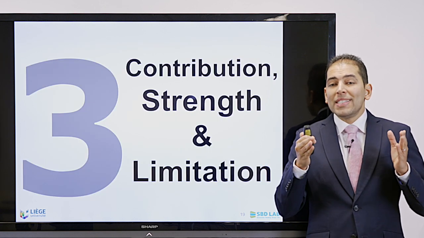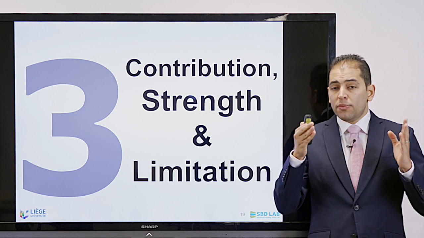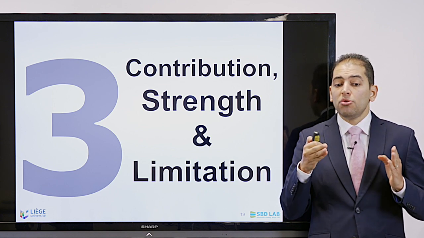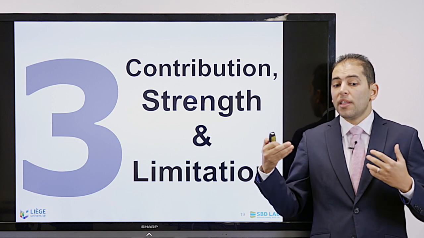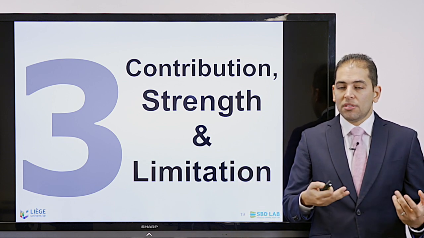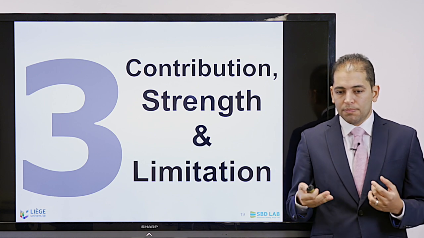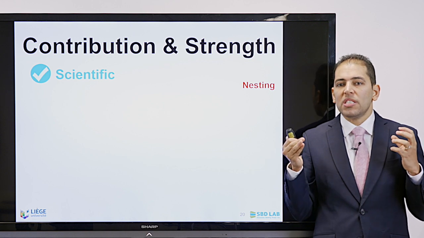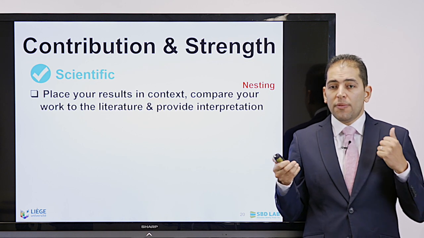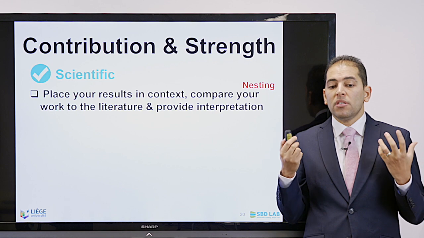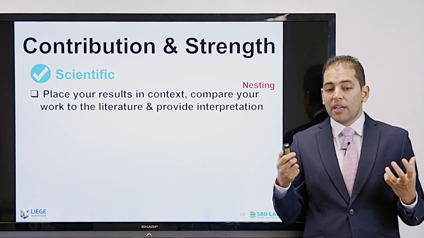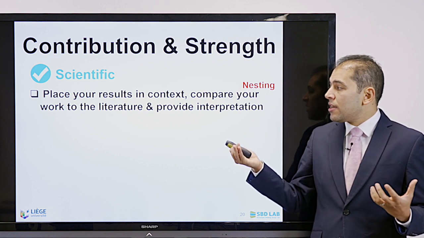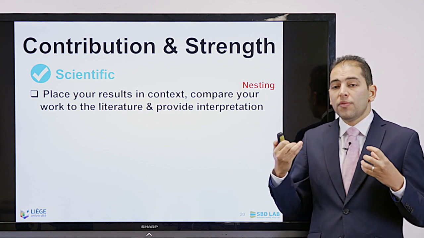Now let's move to the second section of your discussion, which is, if we are in chapter 5, 5.1 was findings and recommendations, 5.2 should be contribution, comma, strengths and limitations, with an S. Here we are talking about scientific aspects. What is the scientific contribution of your work? First thing you have to do when you are developing the contribution section or paragraph, you need to ask yourself or place your result in the context. So compare your work to the literature and provide interpretation.